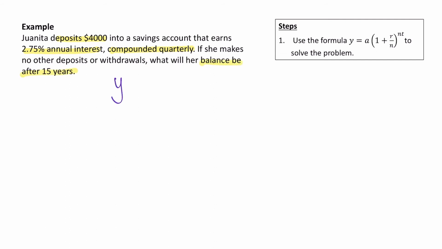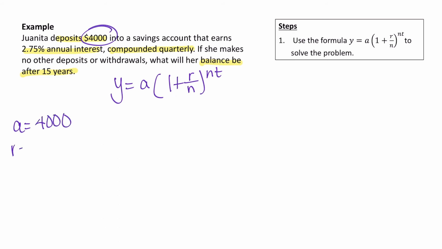Okay, so we're going to use that formula that y equals a times 1 plus r over n to the nt. So let's figure out these values. We have a, which is our starting value. That's going to be her initial deposit, so that's going to be that $4,000. And then we have r. It tells us that r is 2.75%, which we need to convert to a decimal. So when we do that, we have 0.0275.